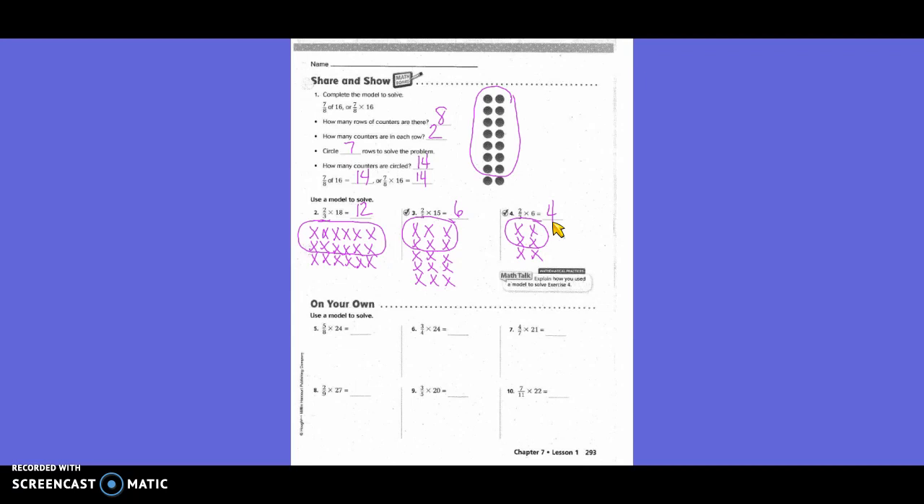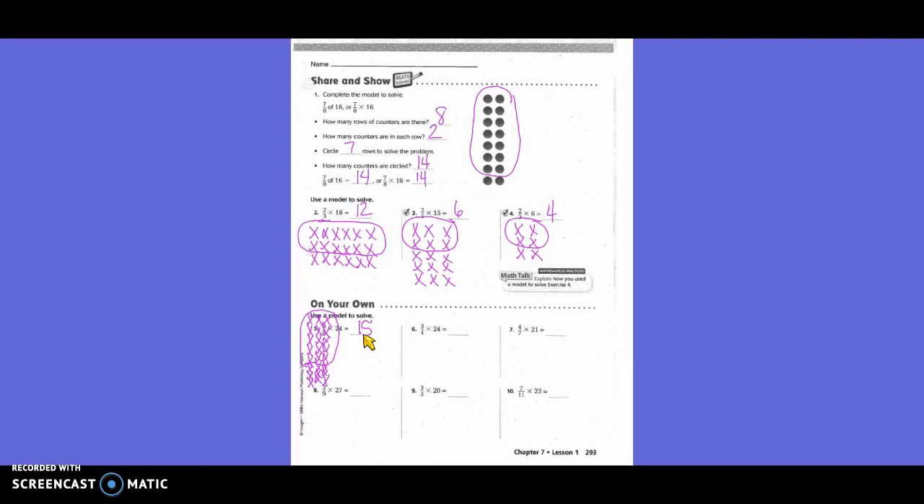5/8 times 24. How many rows? 8. Okay, and I need 24, right? Yep. So basically 3 columns, right? How many of those rows do I circle? 5. So 5 times 3 is 15. Okay? And then of course you go on and do the rest.